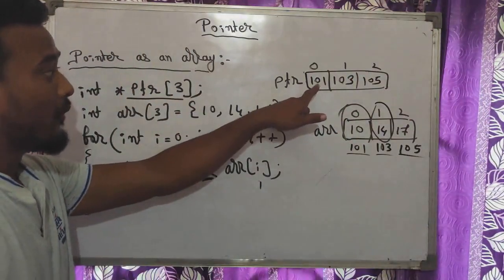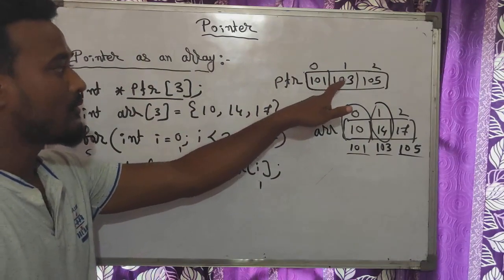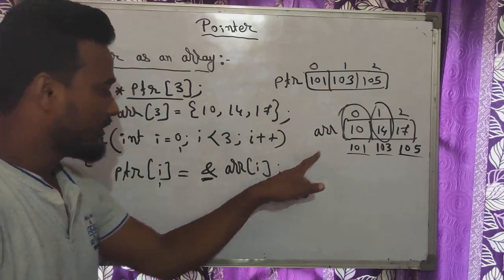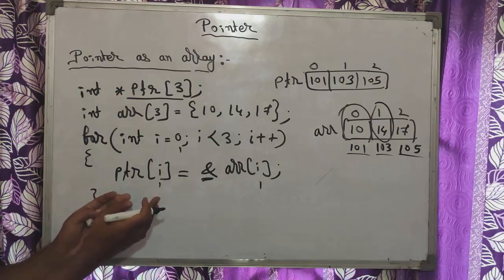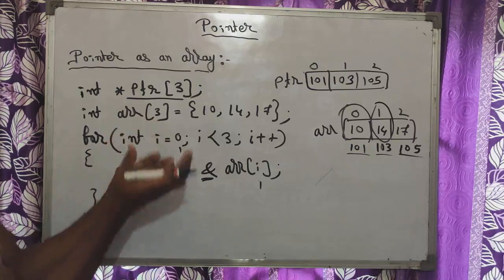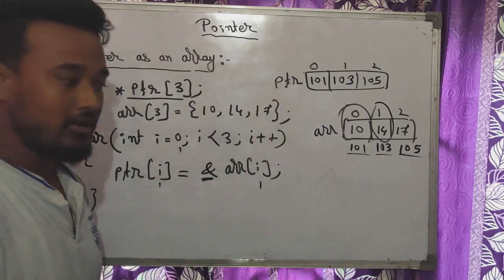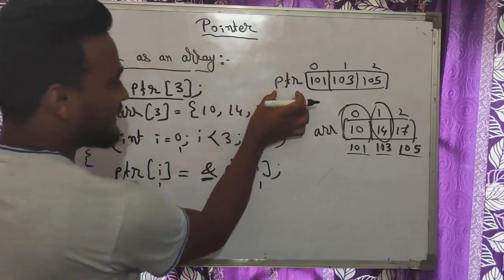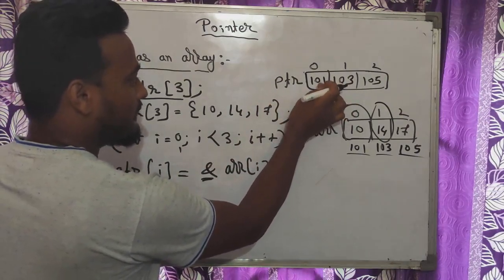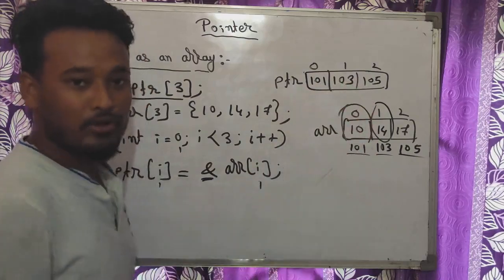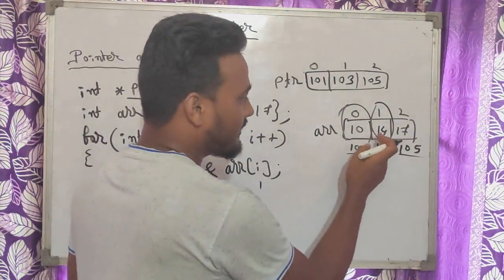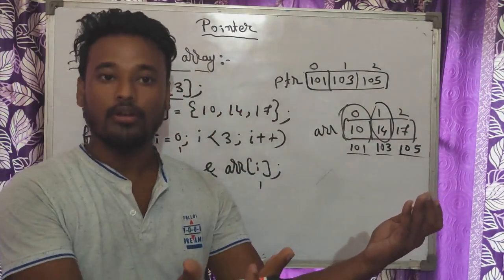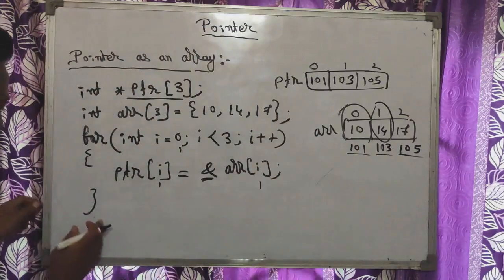Now look here. What are these values? 101, 103, 105. These are the memory addresses of the array. So this is how we can assign array elements to a pointer array variable. Now, in order to display the actual value, you can see that the value stored inside this pointer variable is the memory address. The actual values are 10, 14, 17. So, in order to display the main content through the pointer, again we need a loop, right?